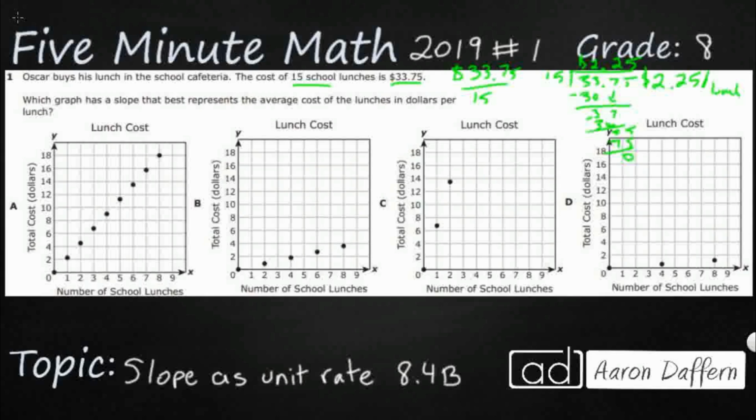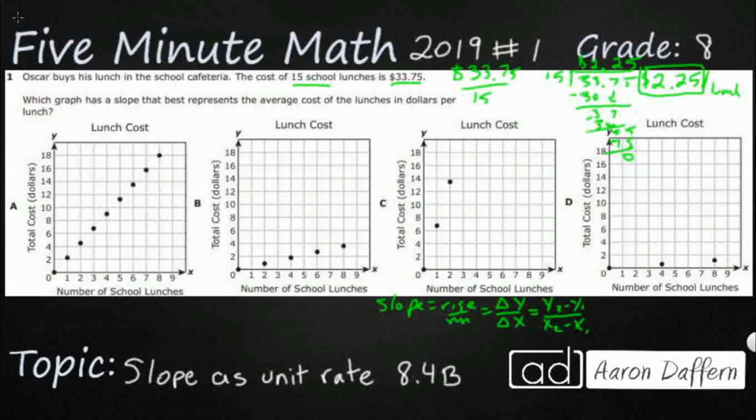And so how do we find slope? Well, remember our slope is our rise over run. That means it's our change in y that rises up and down, and change in x that runs side to side. Really we're just going to take 2 y coordinates, subtract them in the numerator, 2 x coordinates, subtract them in the denominator, and we're looking for this: $2.25 per lunch.